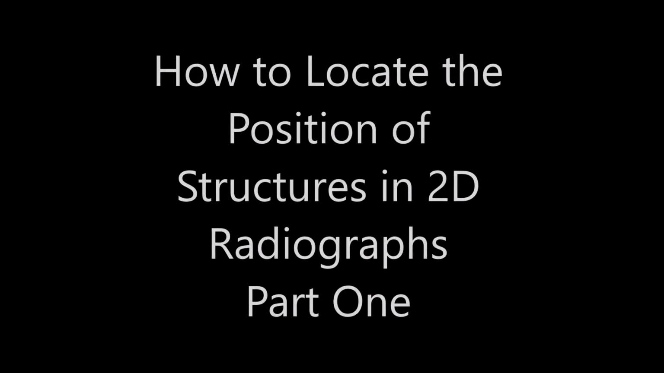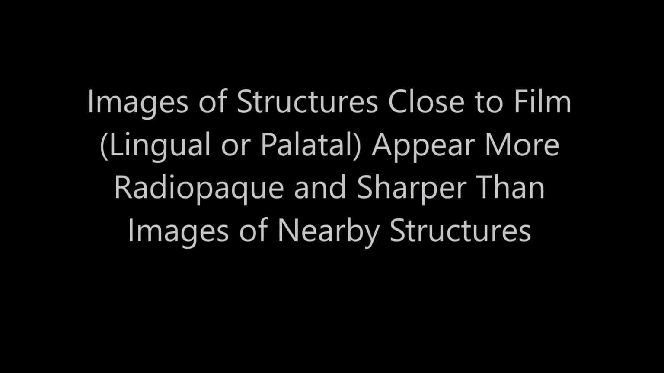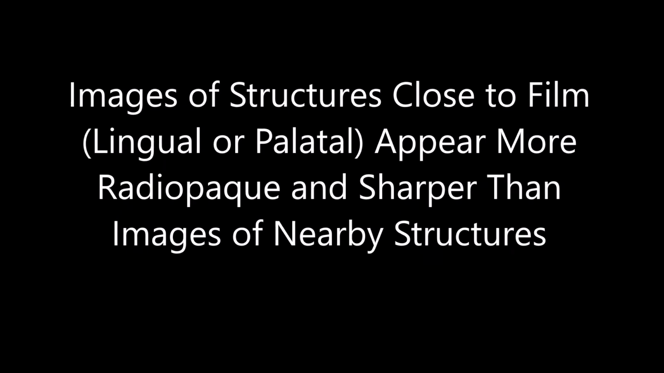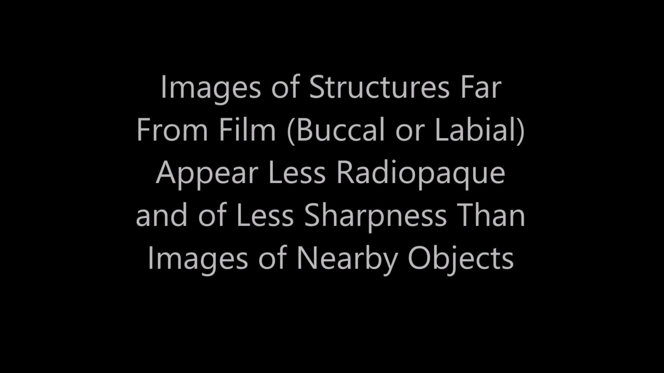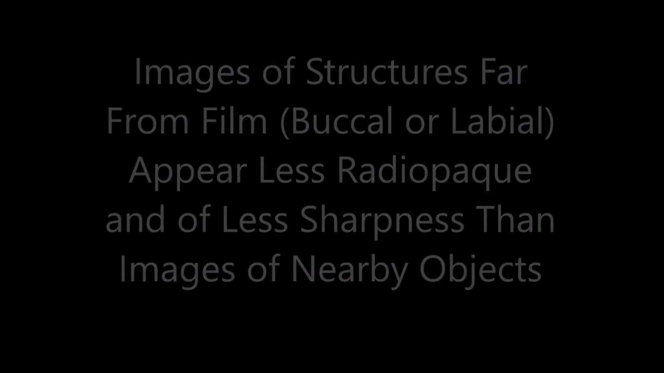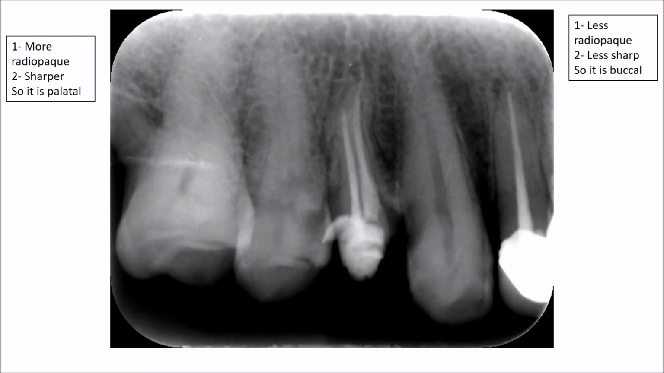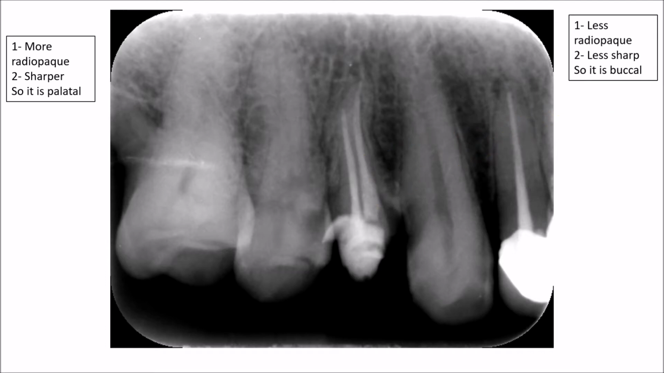Welcome again to another series of videos. In this series of videos we're going to discuss how to locate the objects, whether they are located in a buccal or in a lingual position, from a two-dimensional radiograph. And you know that the main problem in two-dimensional radiographs is that they don't have the ability to show the depth of the images of the object.